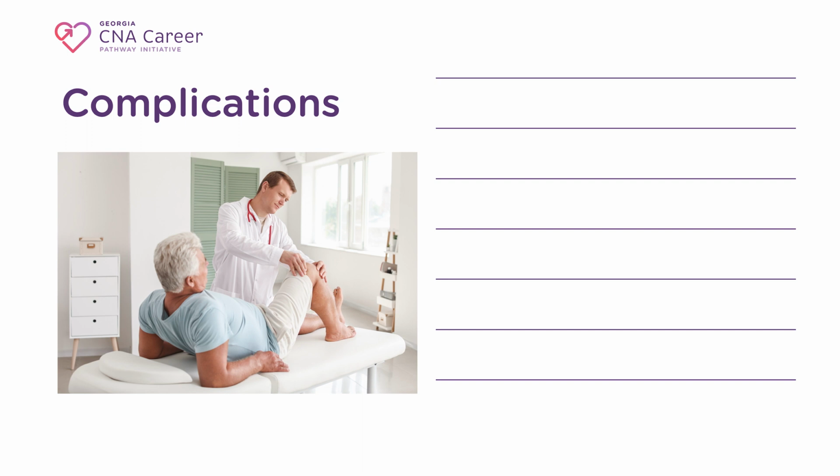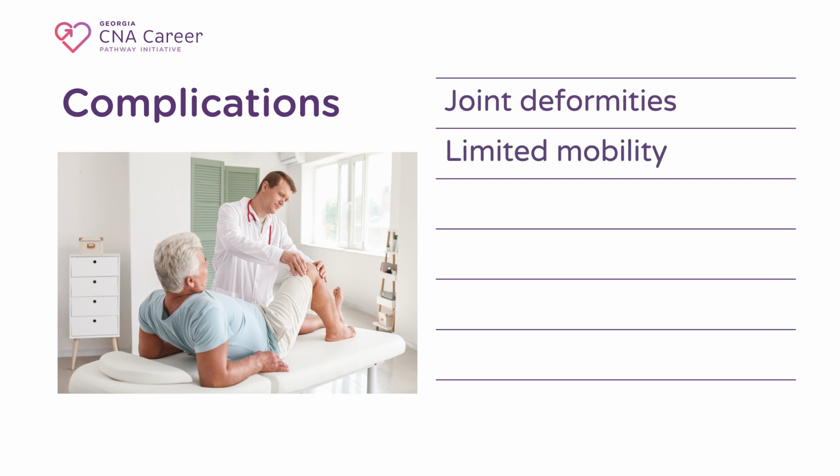Arthritis can lead to varying degrees of disability, depending on the type and severity of the condition. Complications can include joint deformities, limited mobility, and difficulties with daily activities. In some cases, arthritis can also affect organs other than the joints. 1. Joint deformities. Over time, certain types of arthritis, such as rheumatoid arthritis, RA, can lead to joint deformities. Inflammation and damage to the joint structures can cause joints to become misaligned or lose their normal shape.